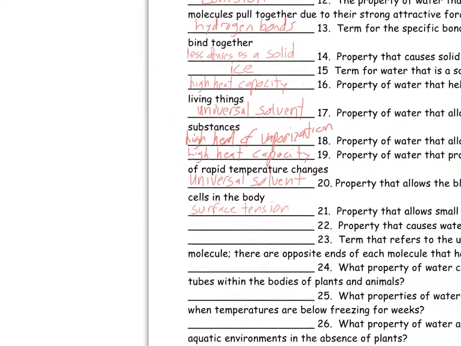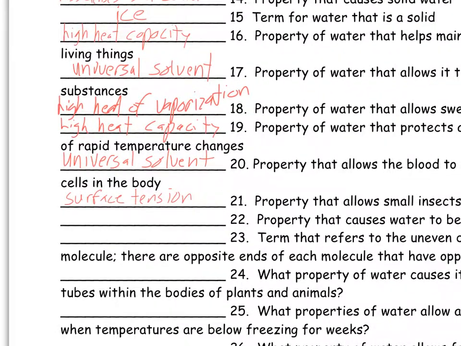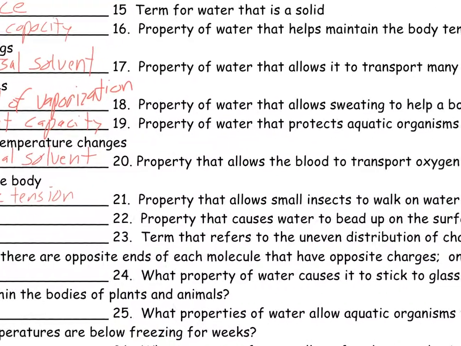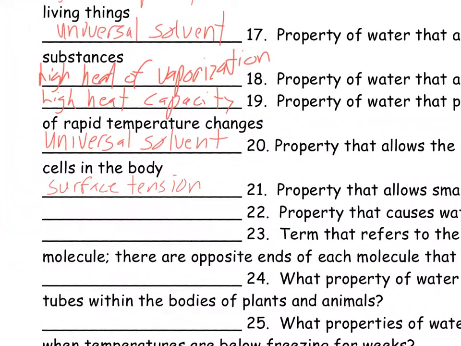22. Property that causes water to bead up on the surface of leaves. Cohesion. Yeah, and cohesion. Cohesion and adhesion? Not necessarily, because if it was adhesion, it would spread out over the surface of the leaf. What's actually causing it to stay in the bead is cohesion.